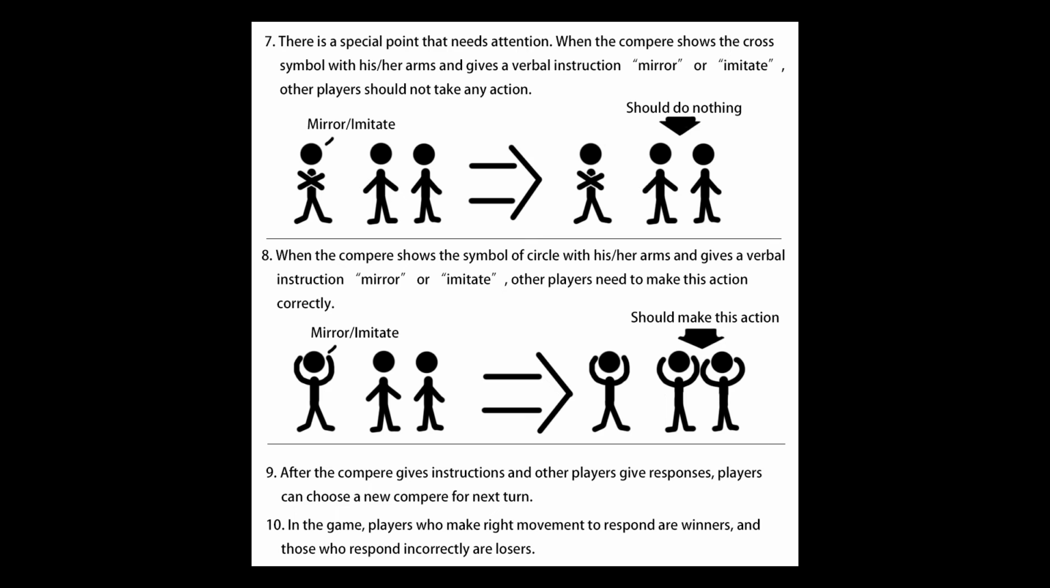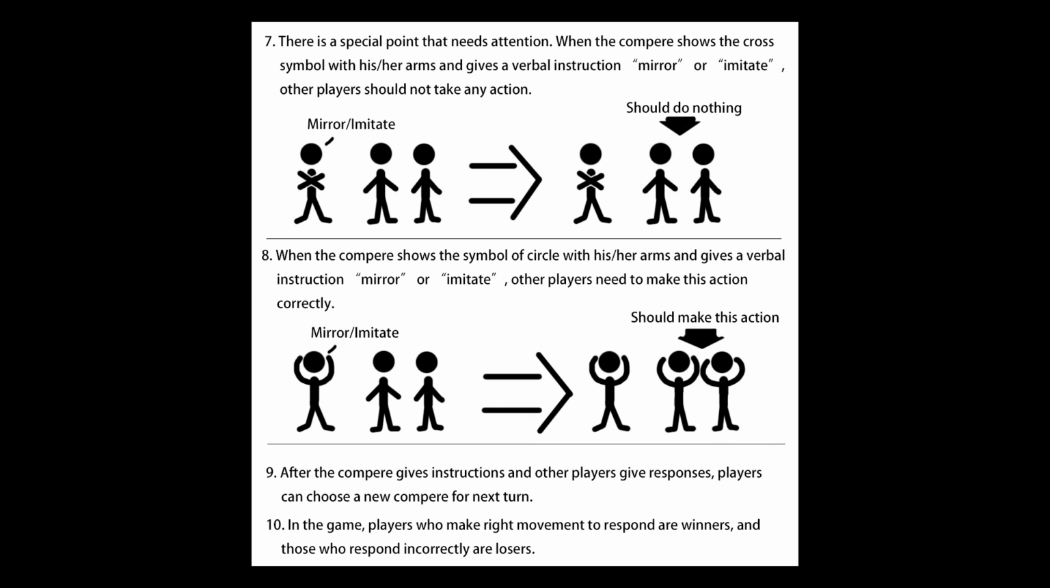As shown in the first picture, there is a special point that needs attention. When the Compre shows the cross symbol with his or her arms and gives a verbal instruction, mirror or imitate, other players should not take any action. When the Compre shows the symbol of circle with his or her arms and gives a verbal instruction, mirror or imitate, other players need to make this action correctly.